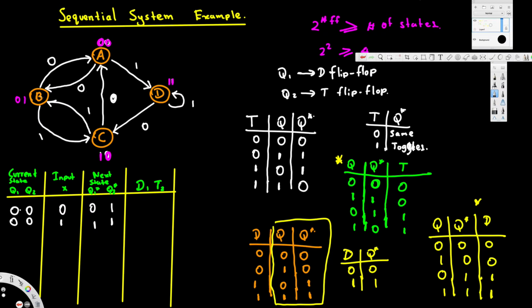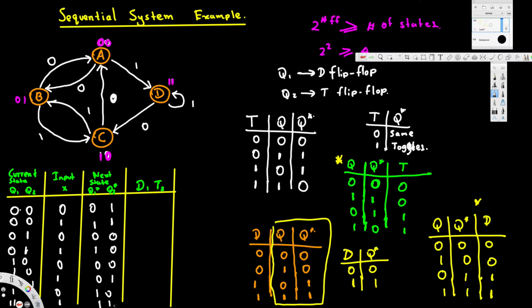And B, if it's 01 and the input is 0, it's going to go to 00. And if it's 01 and the input is 1, it's going to go to 10. And after that, C, if it's 10 and the input is 0, it's going to go to 00. And if it's 10 and the input is 1, it's going to go to 01. And if it's 11 and the input is 0, it's going to go to 10, and if it's 11 and the input is 1, it's going to go to 11 again.